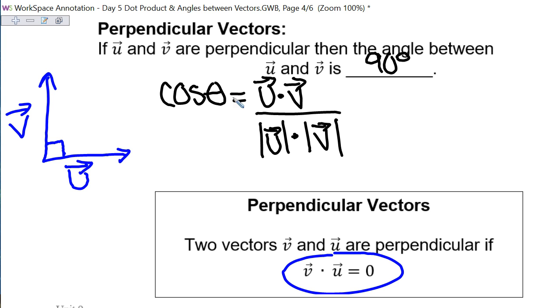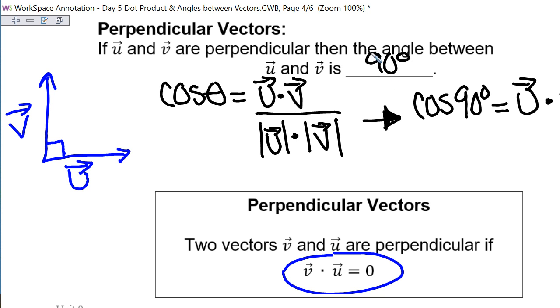Now we're going to fill in what we know. Theta is the angle between the vectors. And looking at these two vectors, what angle is between those two perpendicular vectors? 90 degrees. So instead of theta, I'm going to change this to 90 degrees. So this would be cosine of 90 degrees is equal to the dot product divided by the product of the magnitudes. And from my unit circle, what is the cosine of 90 degrees? 0. So this is equal to 0, which is equal to the dot product divided by the product of the magnitudes.